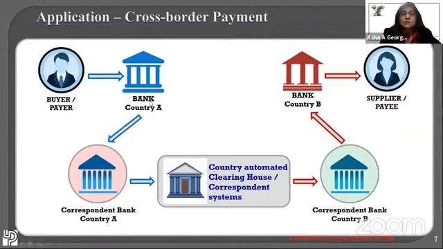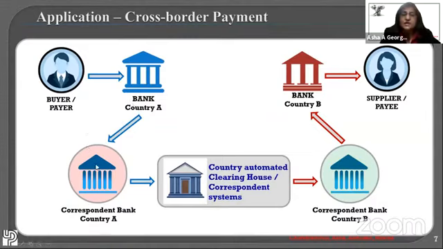Now, assuming Bank A is in the UAE and Bank B is in India, if we want to talk about interbank transfers, and assume that Bank A does not have an account with Bank B, then they are forced to go through a correspondent bank, which has an account with another correspondent bank, which has an account with the bank we want to send the money to.